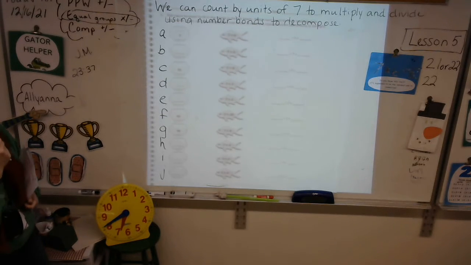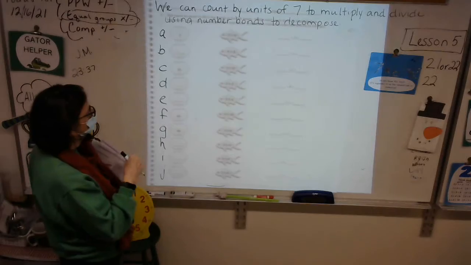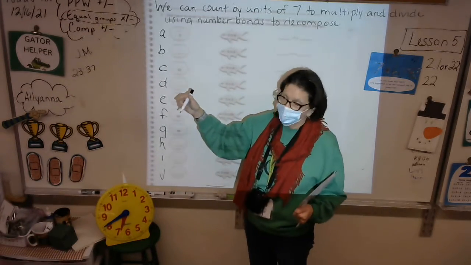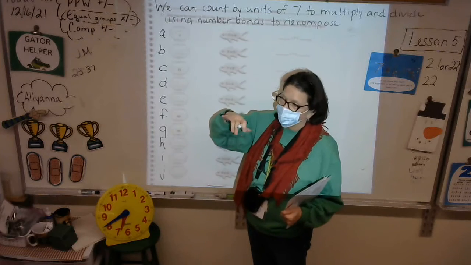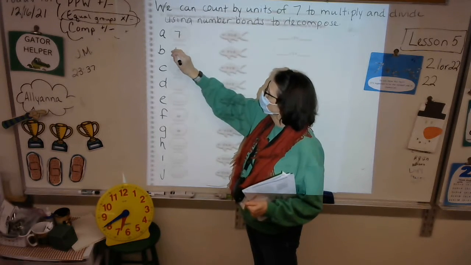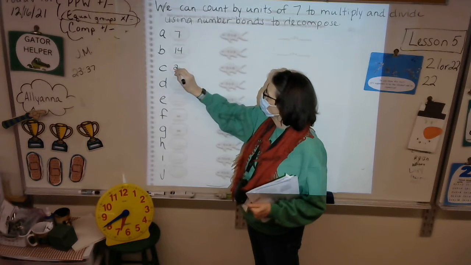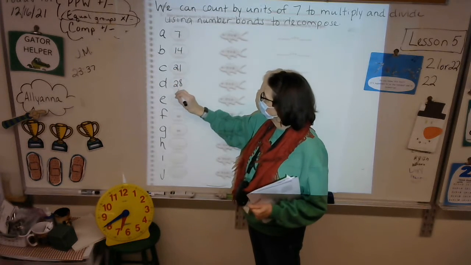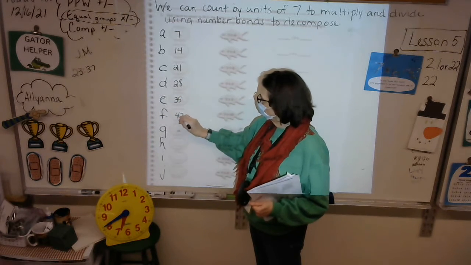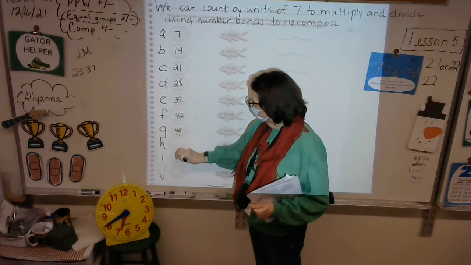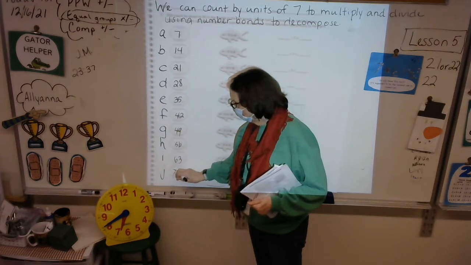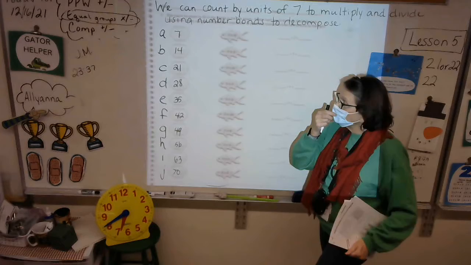Okay? Who can help me fill in my fish bowls? Can we sing the song together, class? I'm going to rewrite the ones that are already there so that our friends at home can see them better. Let's start with 7, class. 7, 14, 21, and 28, 35, 42, and 49, 56, and 63, 70. Okay, now, what do we do?